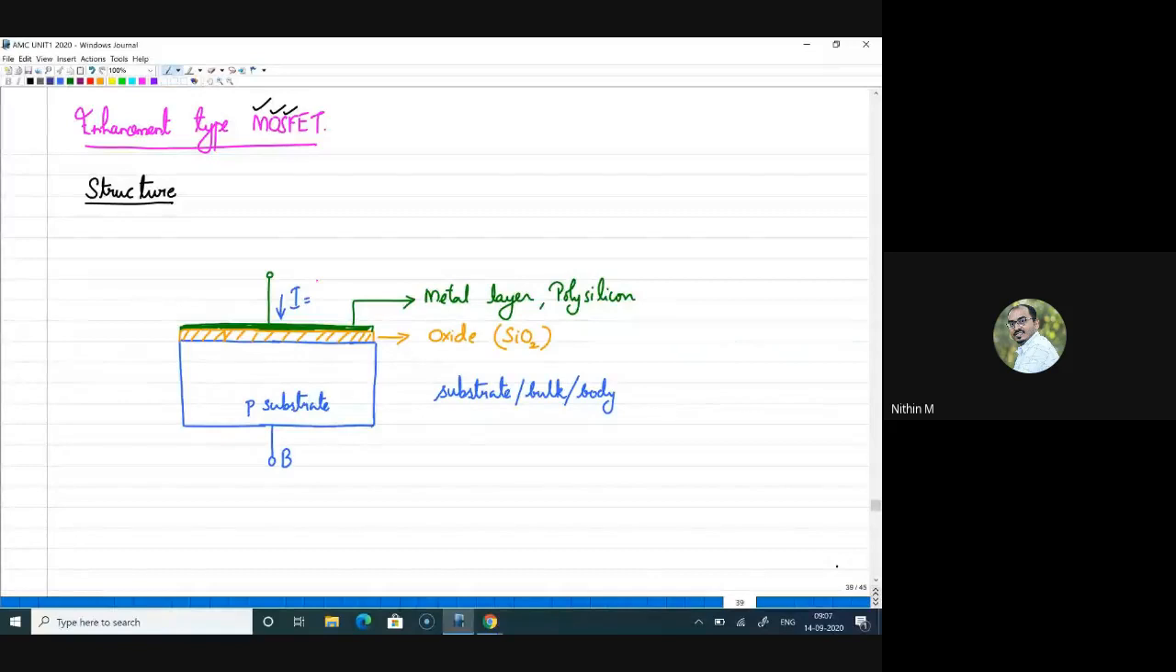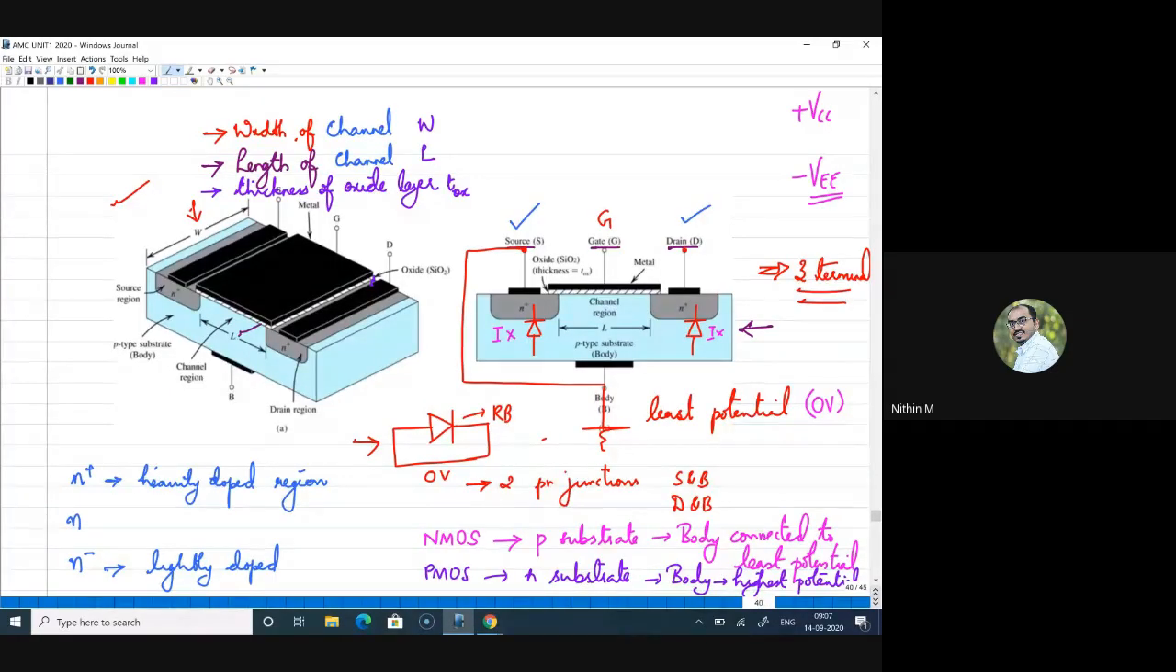Then we looked at the structure of MOSFET. It is having a metal layer, an oxide layer, and a semiconductor layer, so we call it MOS. We have seen the cross section, and we have also looked at the two regions which are diffused onto the P substrate. We call them source and drain, and those are N plus regions. That means those are heavily doped regions.